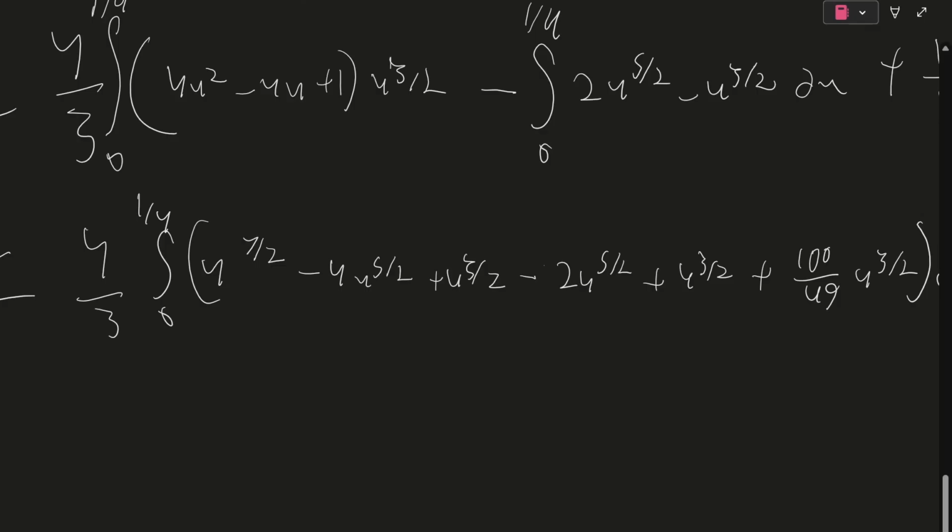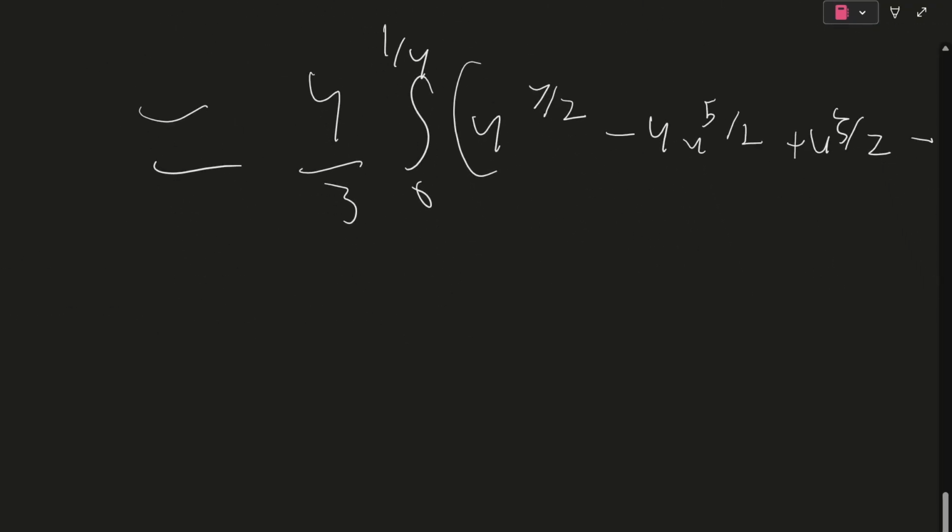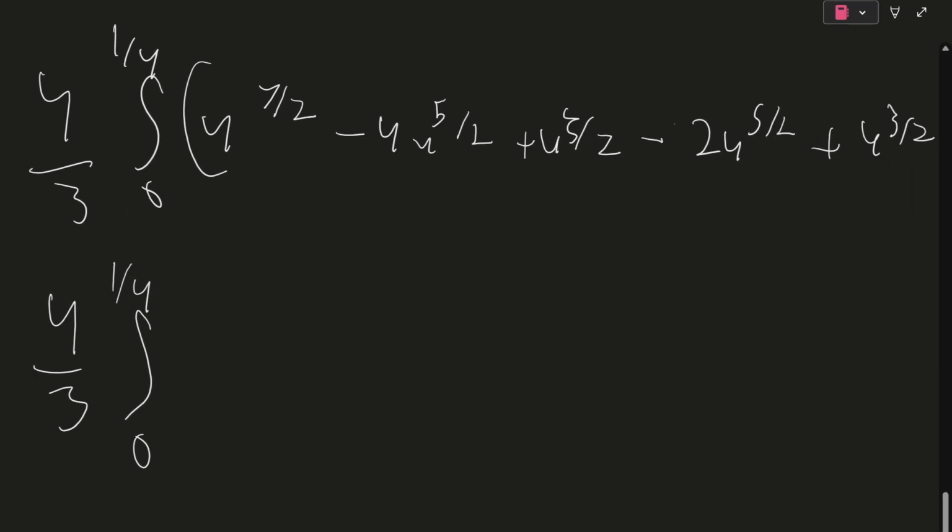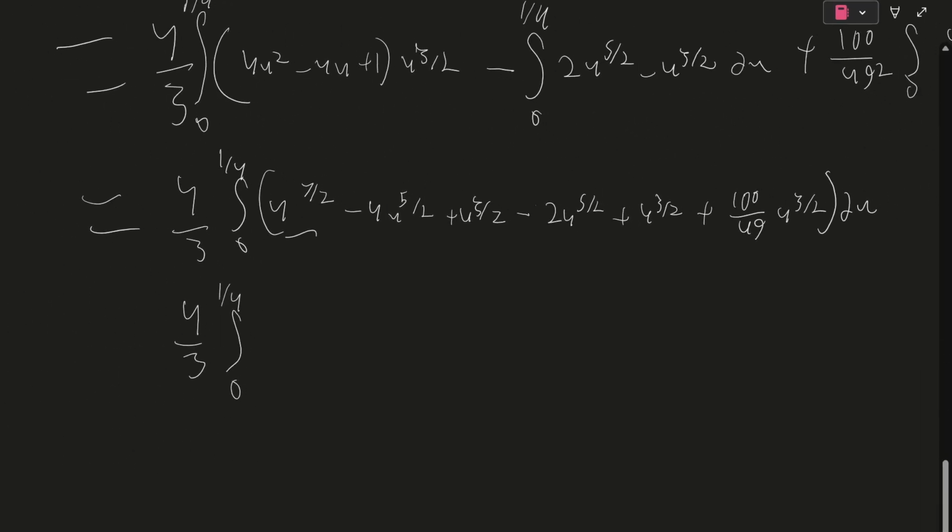And so now we can go ahead and combine like terms. Alrighty, so now we have 4/3 times the integral from 0 to 1/4, and we're going to combine some like terms. So we have u to the 7/2, which doesn't have any like exponents, and then we have negative 5/2. Well, we do have negative 4u to the 5/2, negative 2u to the 5/2, so that becomes negative 6u to the 5/2.